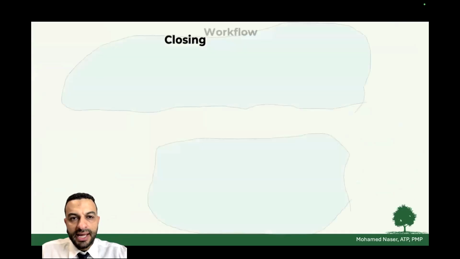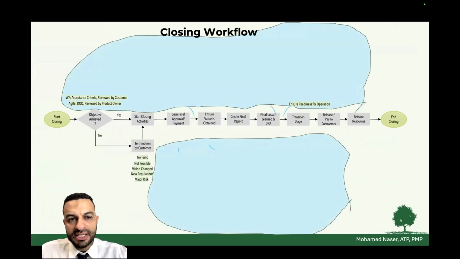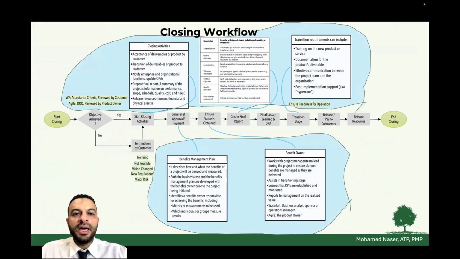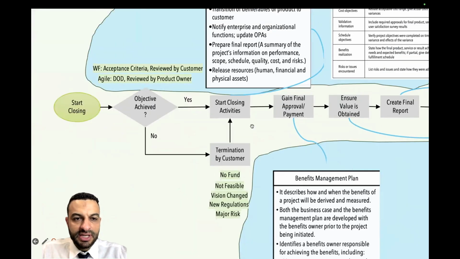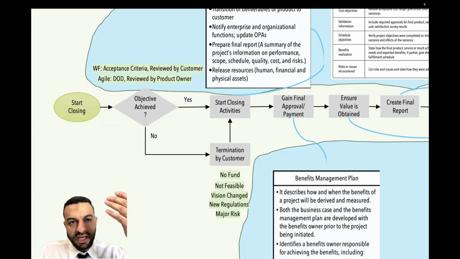Then move to the closing, and the closing خلاص. We need to make sure that everything is done matching with the objectives of the project. So simply ask yourself, everything is achieved based on what? Based on the waterfall, you have the acceptance criteria in the scope or the specification. يعني we need to match the specification reviewed by the customer.